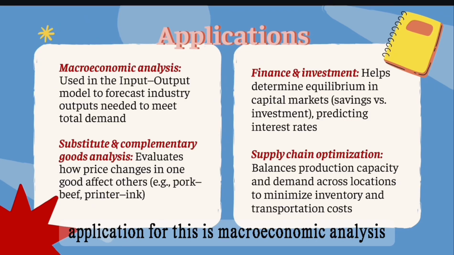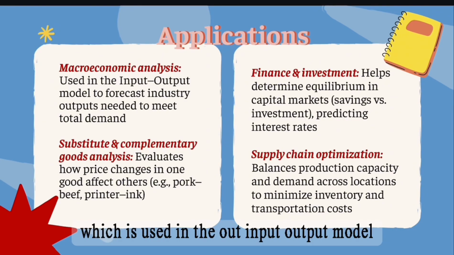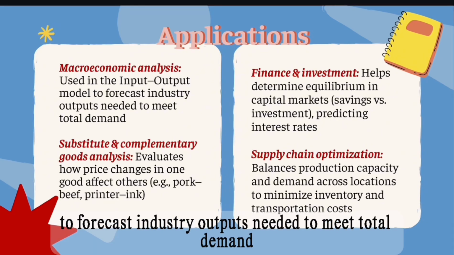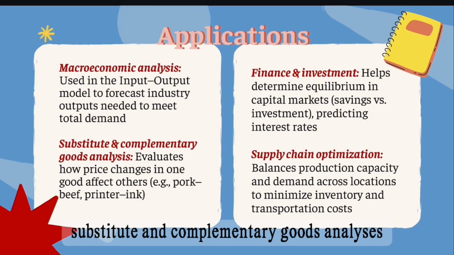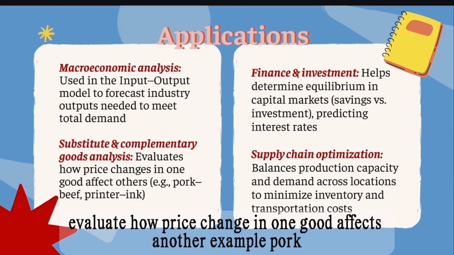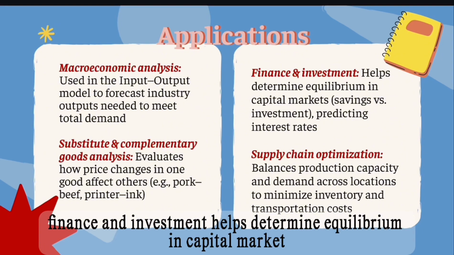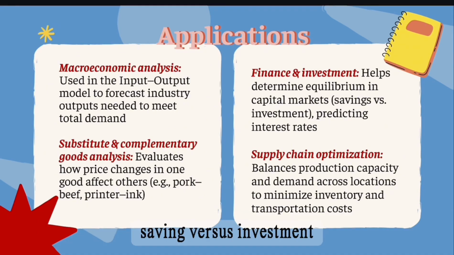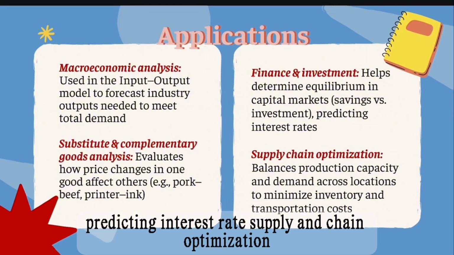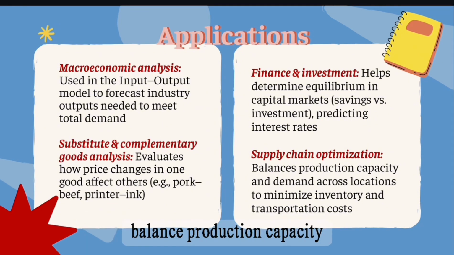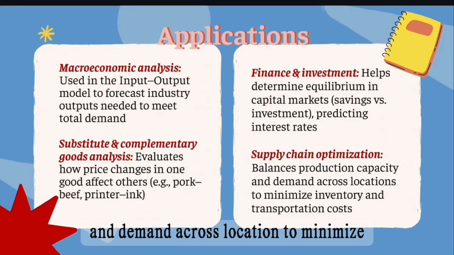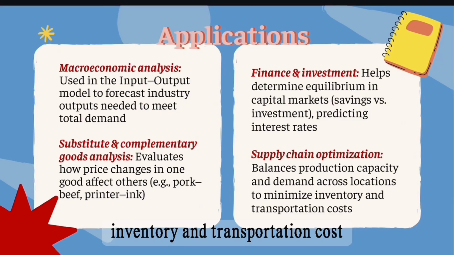Applications for this are macroeconomic analysis, which is used in the input-output model to forecast industry outputs needed to meet total demand. Substitute and complementary goods analysis evaluates how a price change in one good affects another. Examples: pork, beef, printer, and ink. Finance and investment helps determine equilibrium in the capital market, saving versus investment, predicting interest rates. Supply chain optimization balances production capacity and demand across locations to minimize inventory and transportation costs.